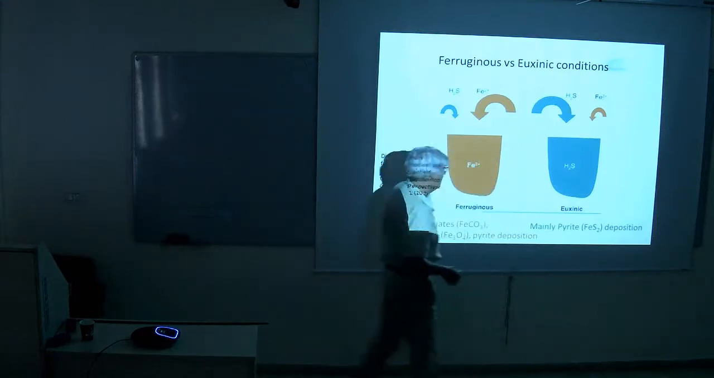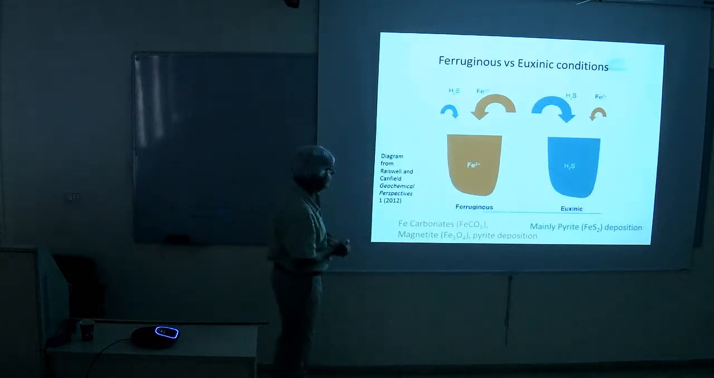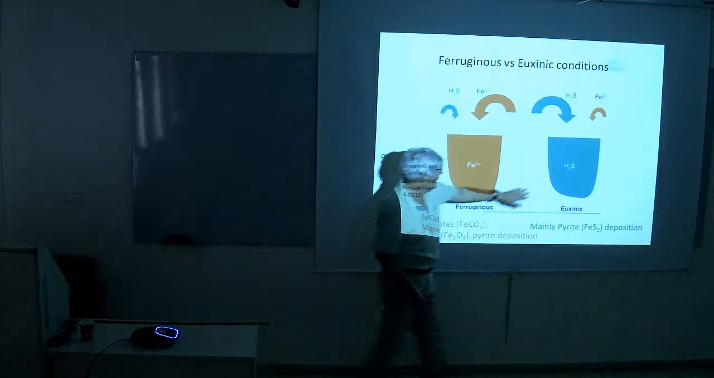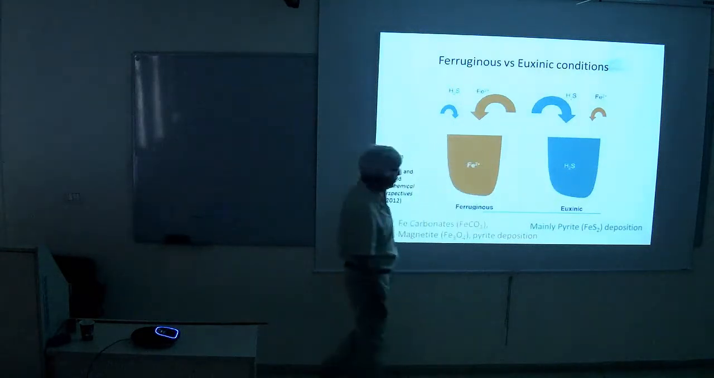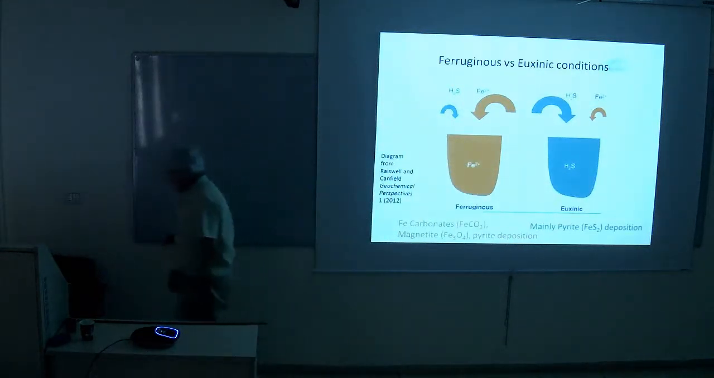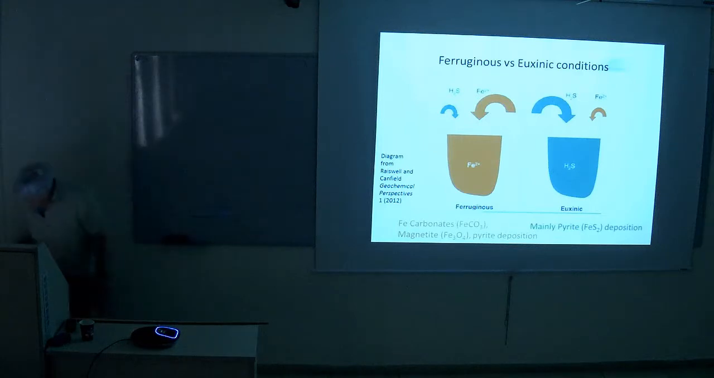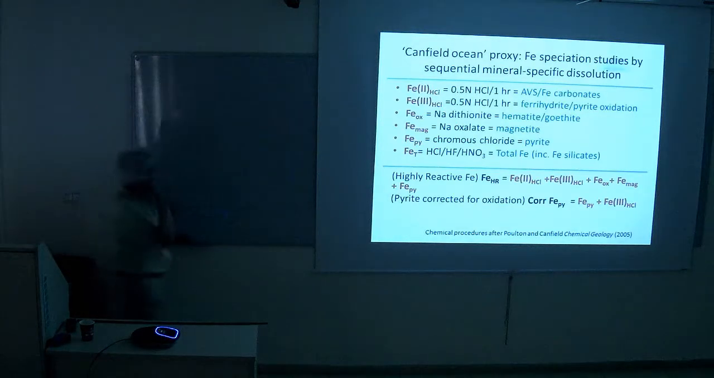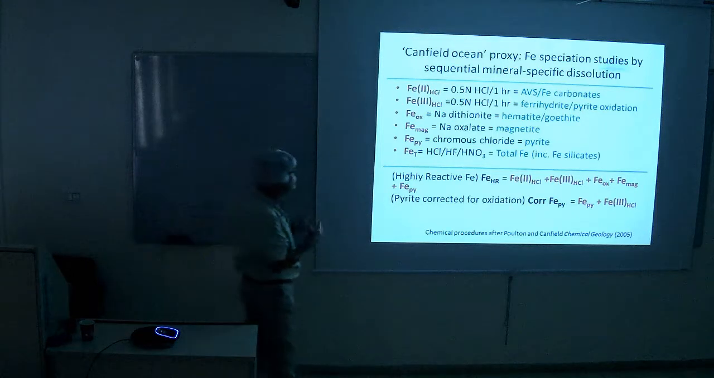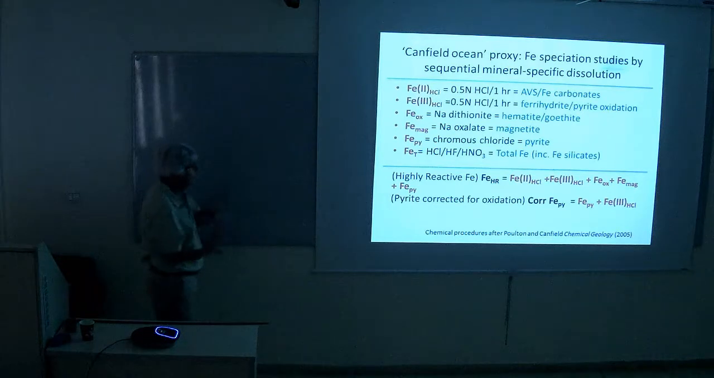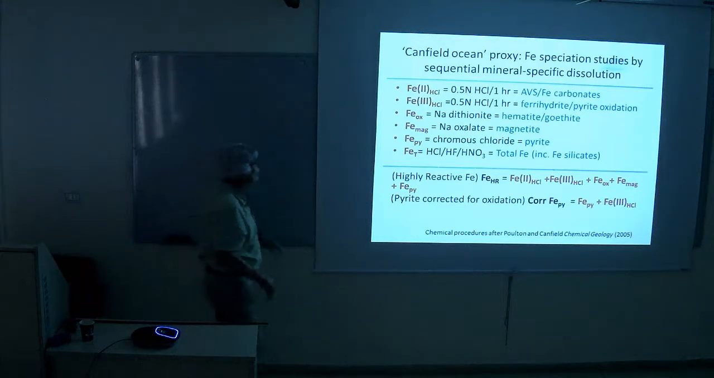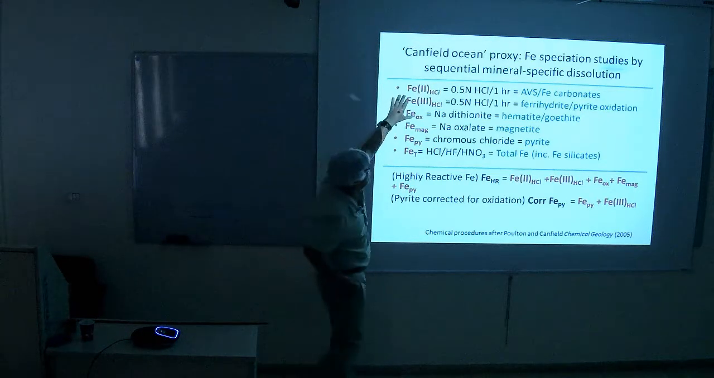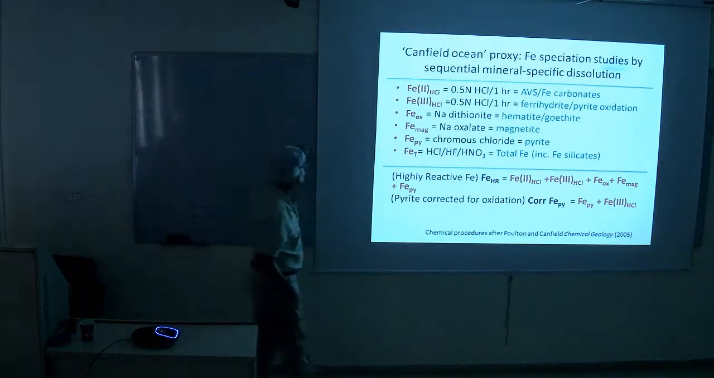So we're talking about a pyrite-dominated mineralogy in an H2S euxinic ocean. Now, a few words about techniques. How did people come up with ideas of how to measure ferruginous versus euxinic? It basically came from studies that are known as Fe speciation studies.